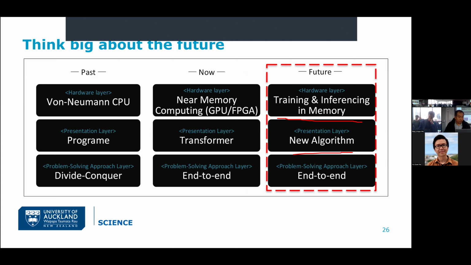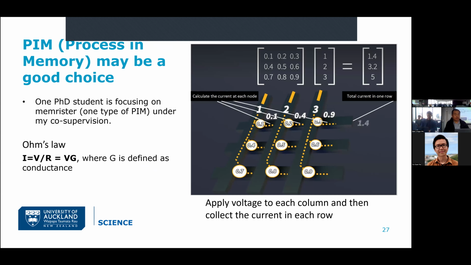This is a model most likely similar to our brain. And as for the presentation layers, we probably need new algorithms, which could be developed in the future. Different from the transformer we have, it's most likely still an end-to-end problem-solving approach, because inside it's still a black box. So this is the future in the eye of our research group. One of the students under our co-supervision is now trying to look for what the future looks like.